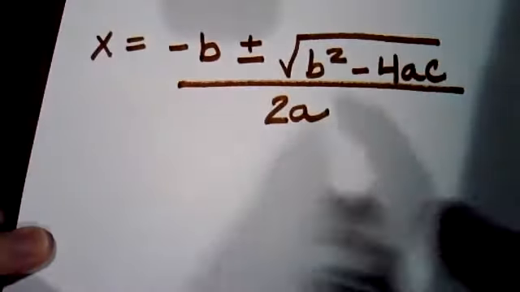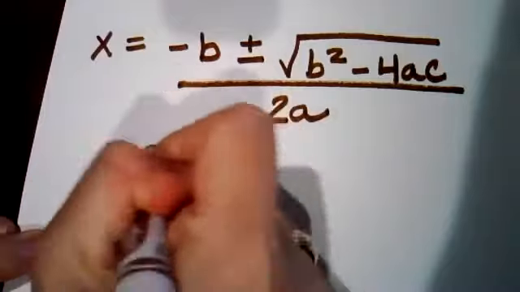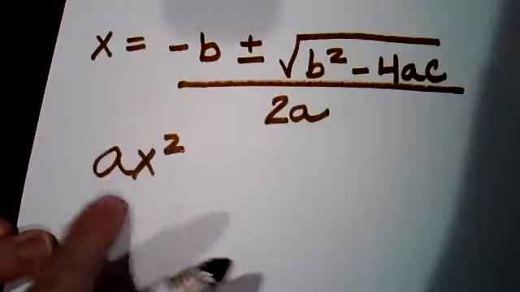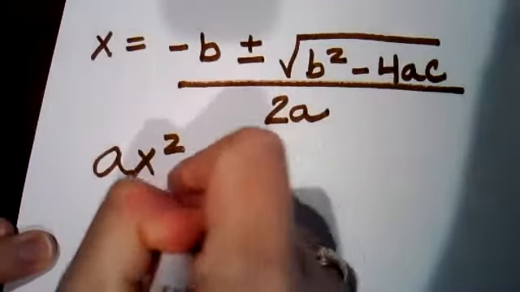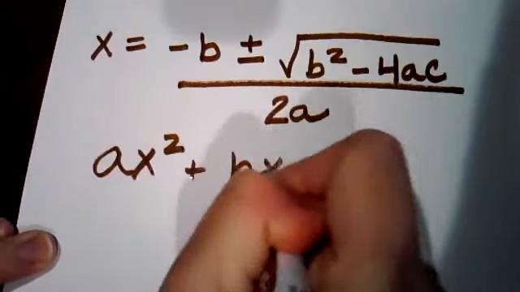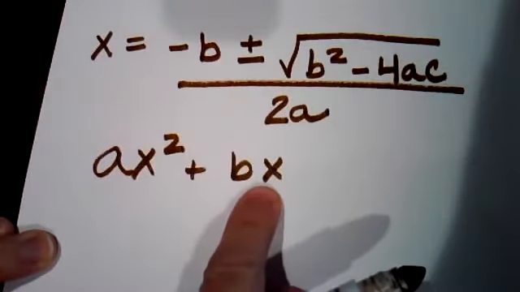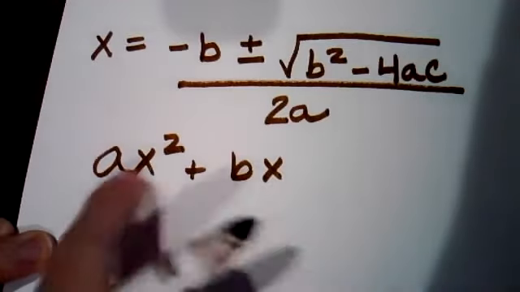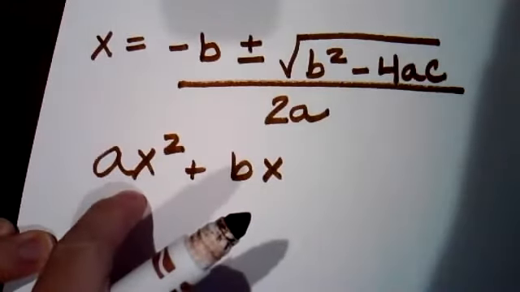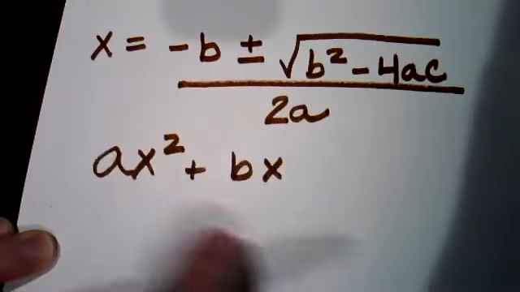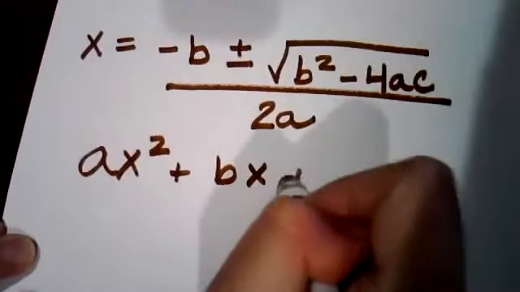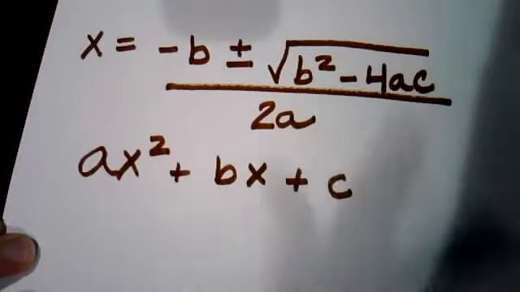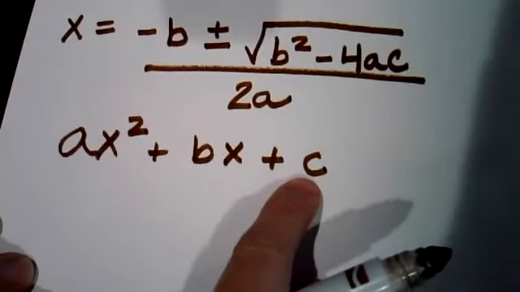Okay, and a being the number that is right beside the x squared term, b being the number that is beside the x term, which is what we call the linear term, this is called the quadratic term, this is a quadratic equation, and then this is your constant right here, the c standing for a constant.